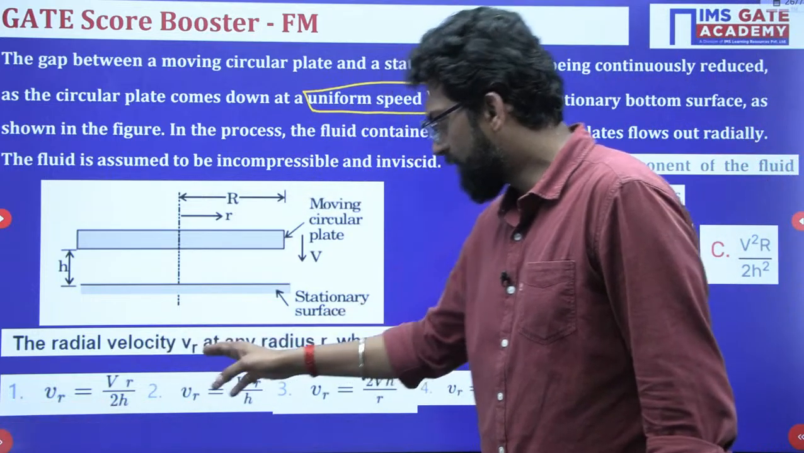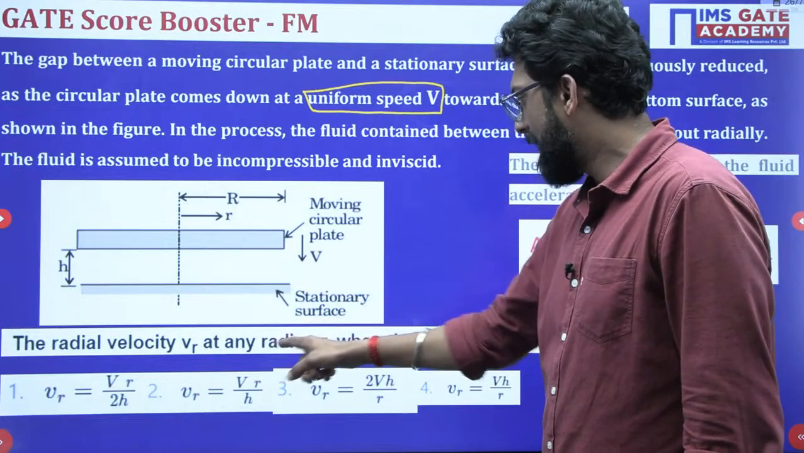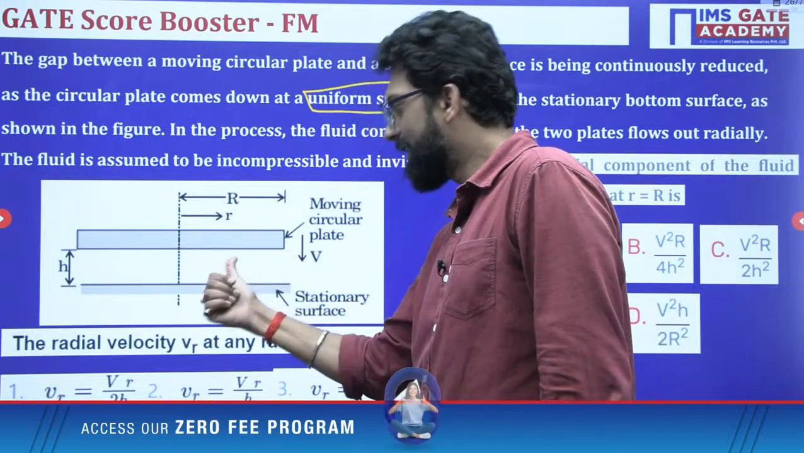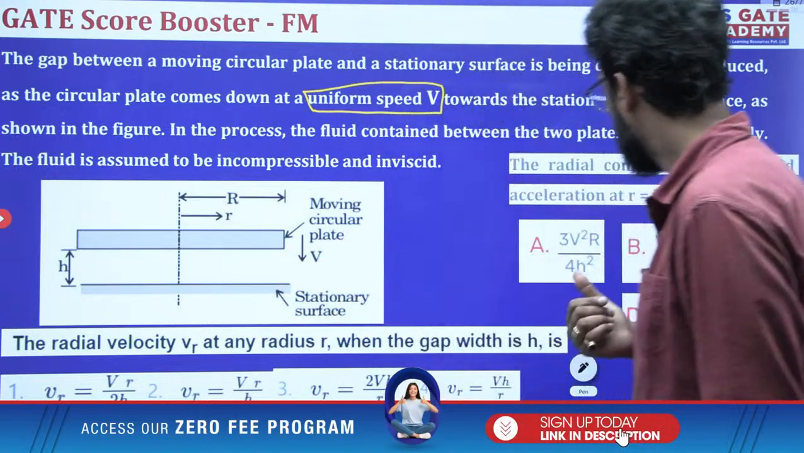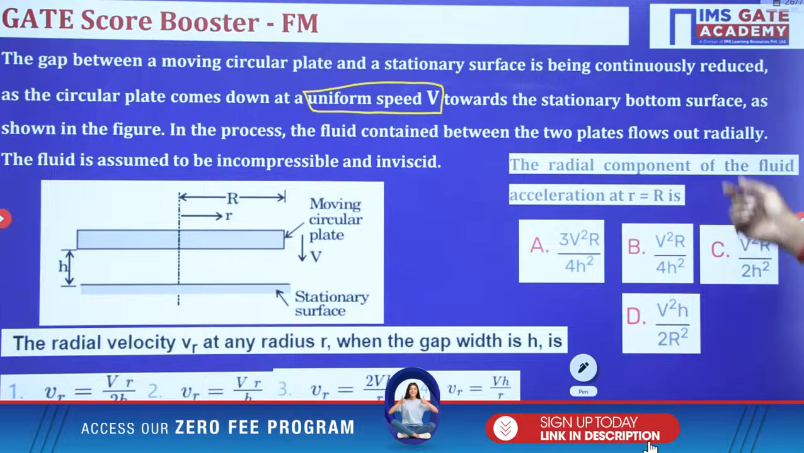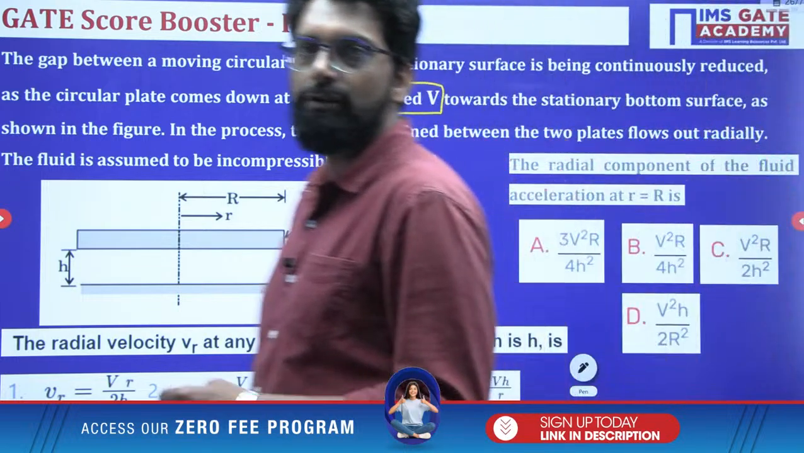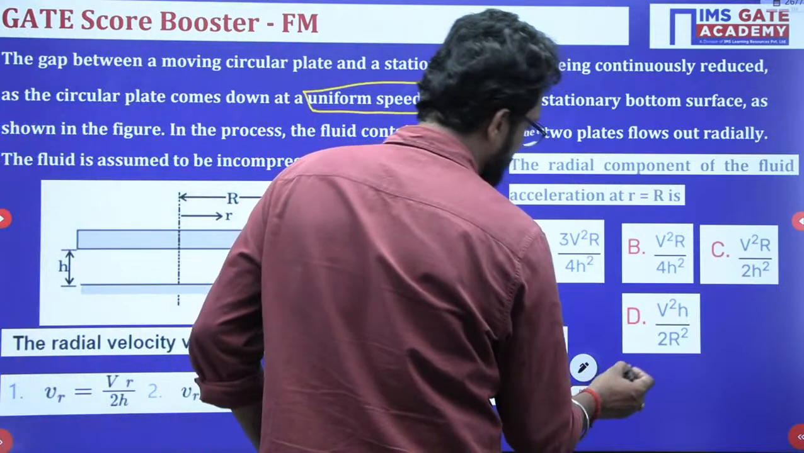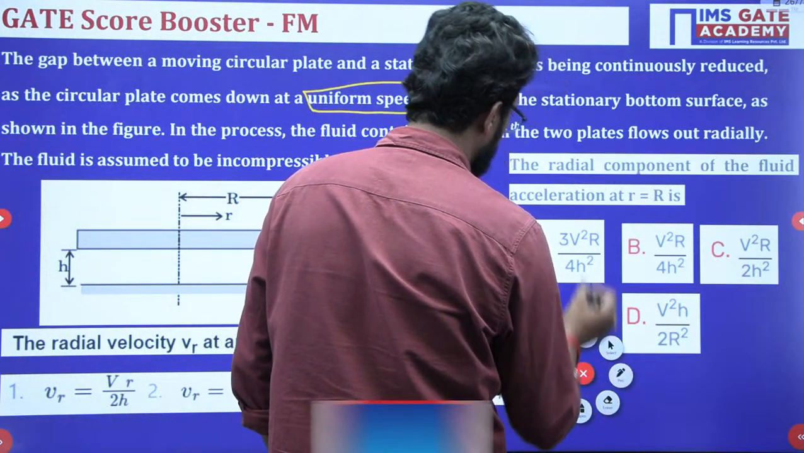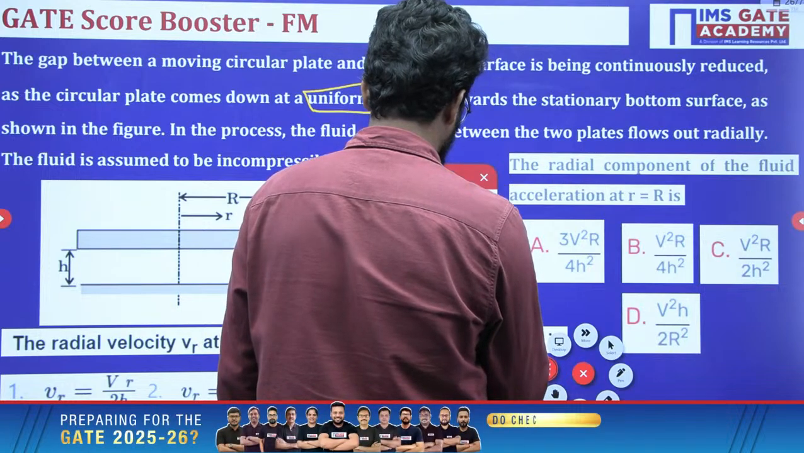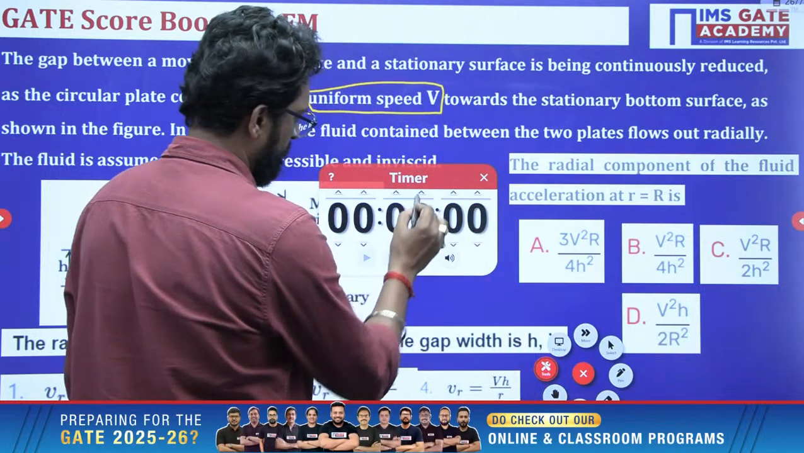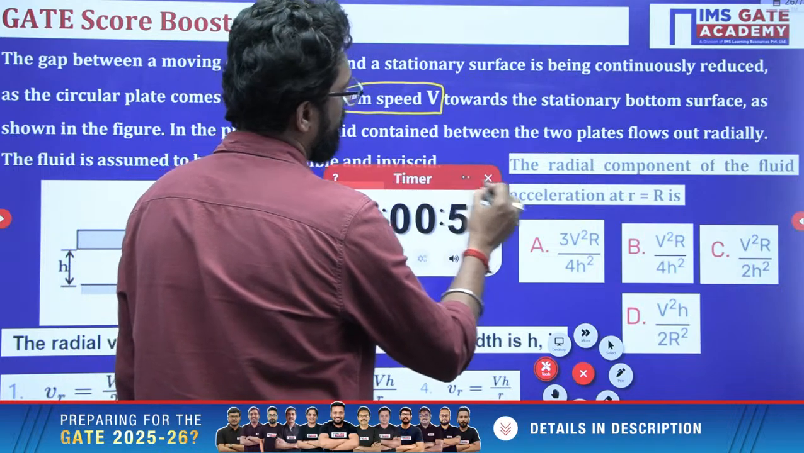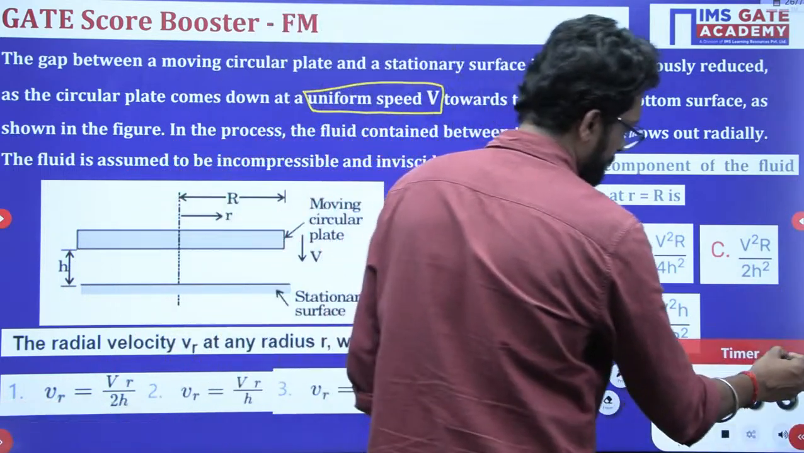So, what is the radial velocity at any radius r? At any radius r, what is the radial velocity of the fluid? Number two, what is the radial acceleration at r equal to capital R? Okay, so again I will give you a timer. Just start with a, just think that.